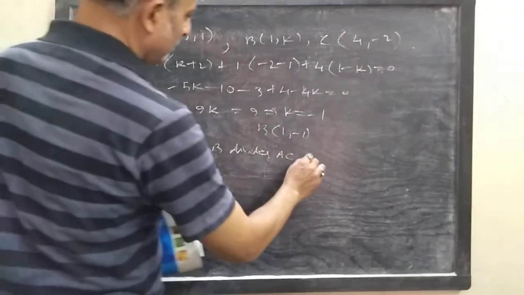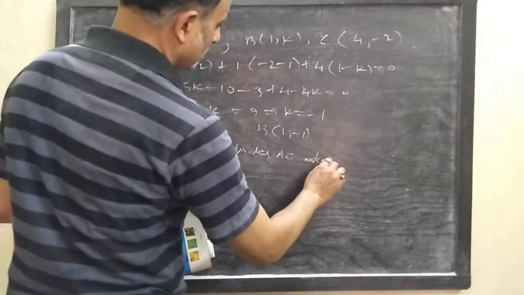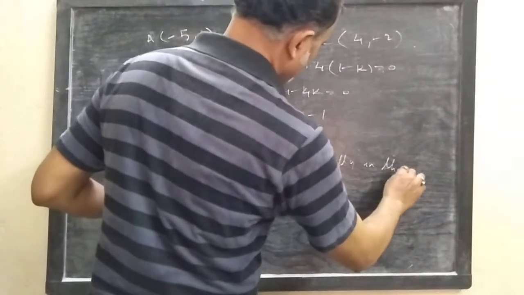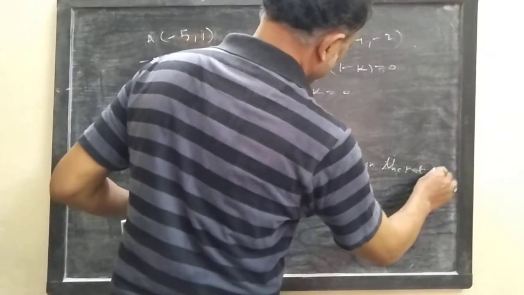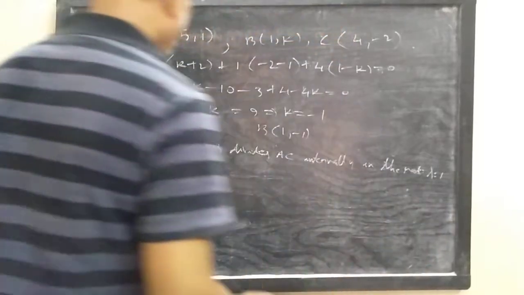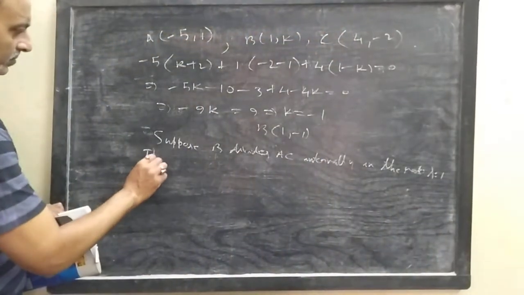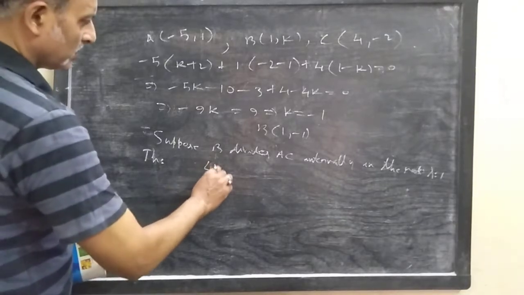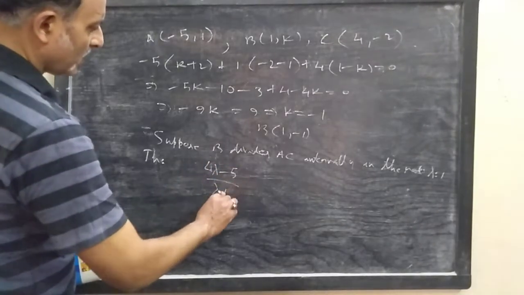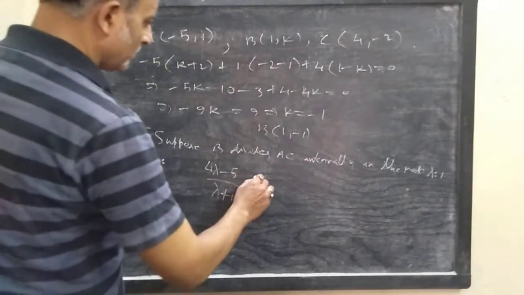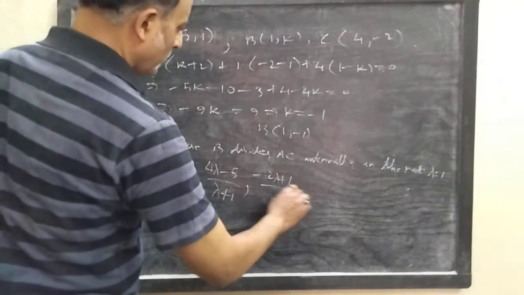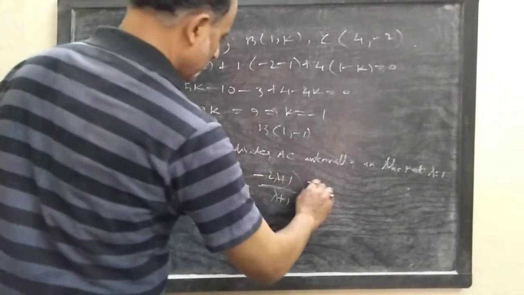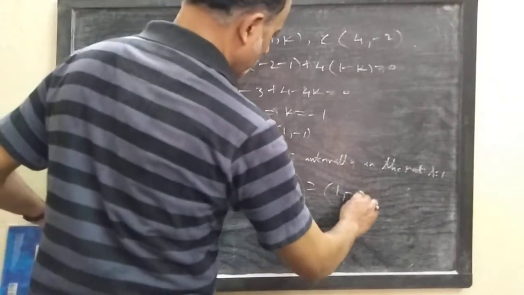B divides AC internally in the ratio lambda is to 1. Then the point is (4 lambda minus 5) by (lambda plus 1), comma, (minus 2 lambda plus 1) by (lambda plus 1). This should be identical to (1, minus 1).